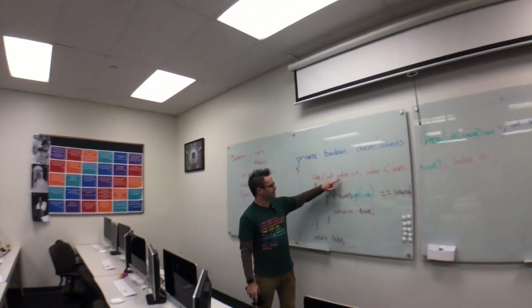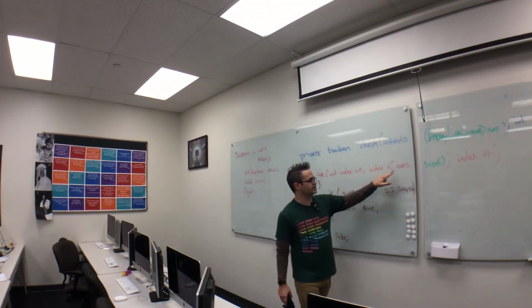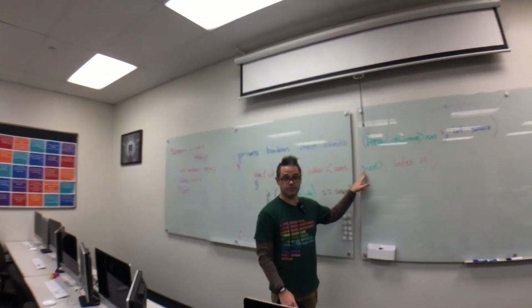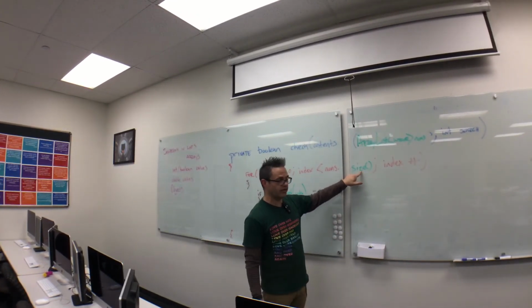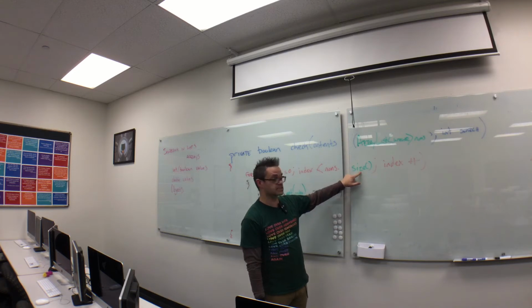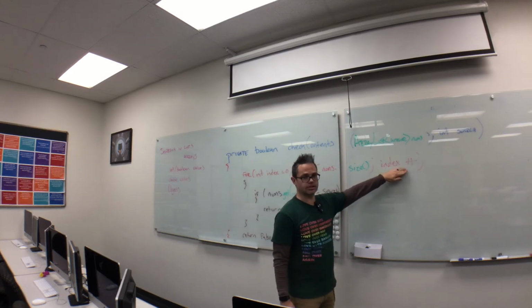off again for int index equal to 0. Index is less than nums, but I'll change that to dot size because again, when I'm using an array list, I have a method I call to retrieve how big it is. And this is the dot size method and the standard index plus plus.